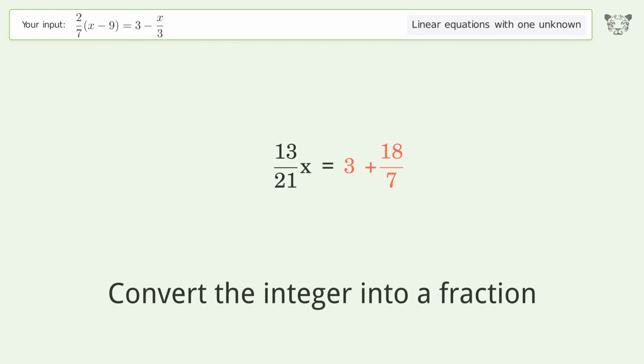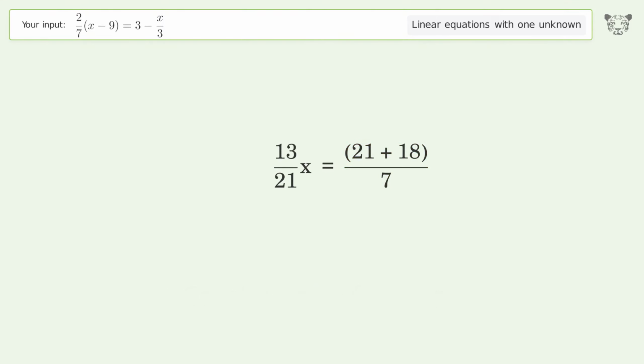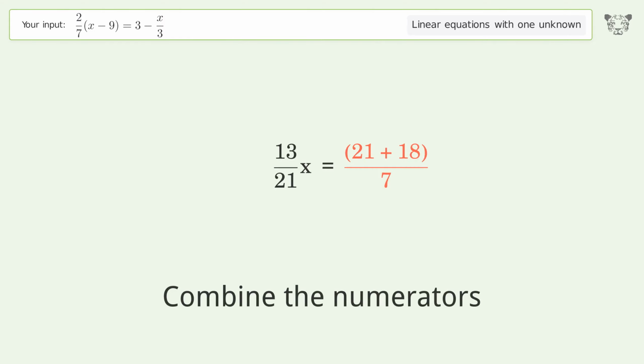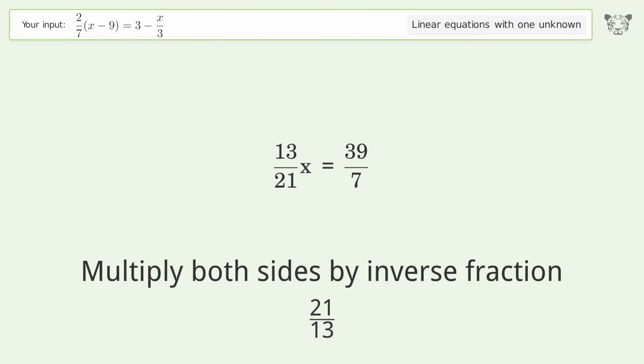Convert the integer into a fraction. Combine the fractions. Combine the numerators. Isolate the x. Multiply both sides by inverse fraction 21/13.